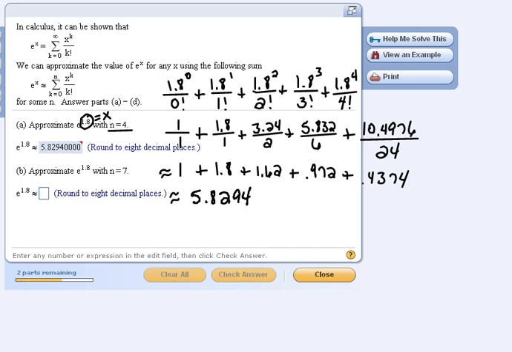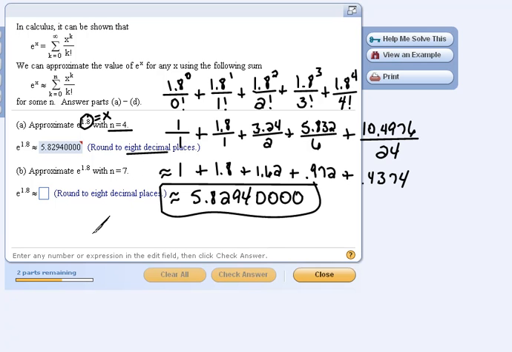5.8294. Now, because they said to round to 8 decimal places, this is 1, 2, 3, 4 decimal places, so we need to add 4 more zeros to make it 8 decimal places. Now you're going to repeat this, they're going to ask you parts A through D. So they're going to have you do this again using several different n values. So you're going to repeat this process each time, just stopping at a different n.